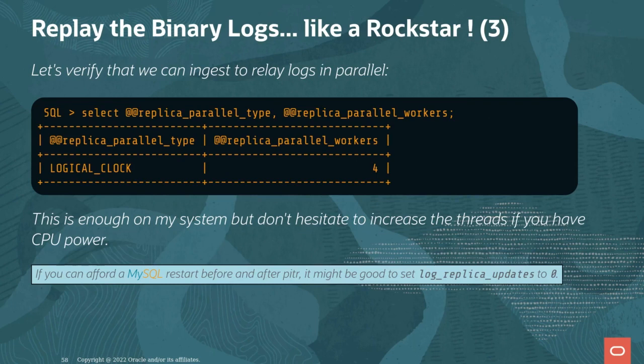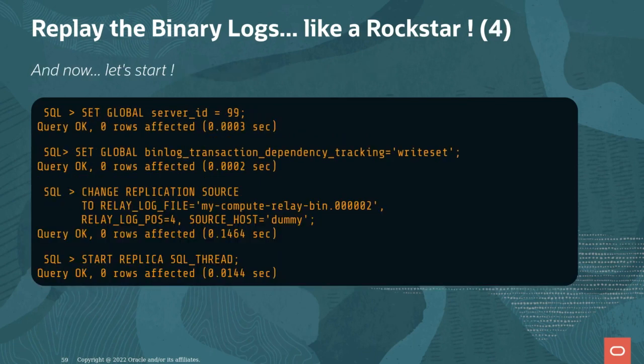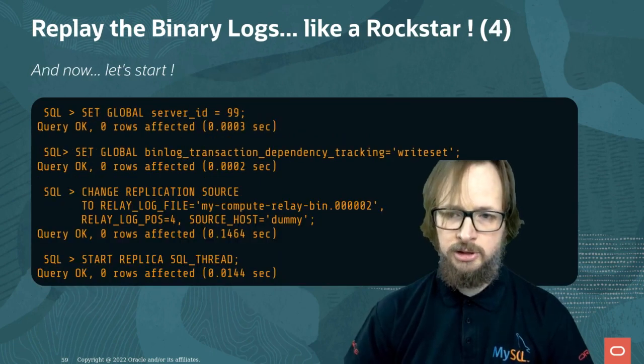Then we can verify that we can ingest relay logs in parallel. We can see that we have a logical clock, and replica parallel workers is 4. This is enough for my system because I have only 4 CPUs, but if you have more, don't hesitate to add more, right? And if you can restart MySQL, it's always good to put log replica updates to 0 to not generate binary logs again for this. We start the process of doing the point-in-time recovery.